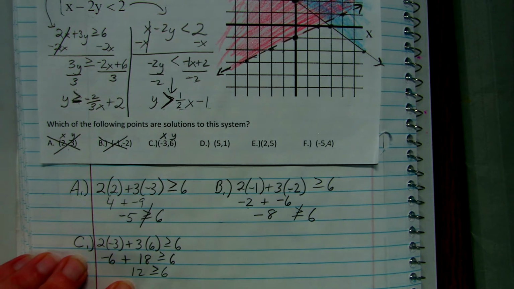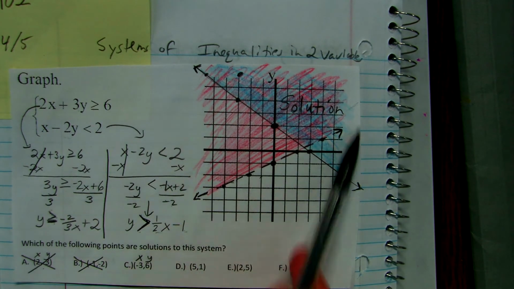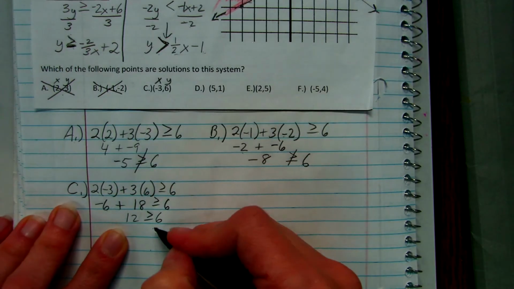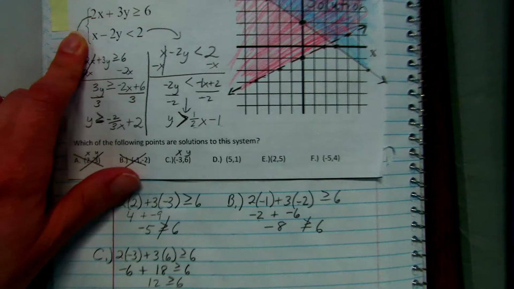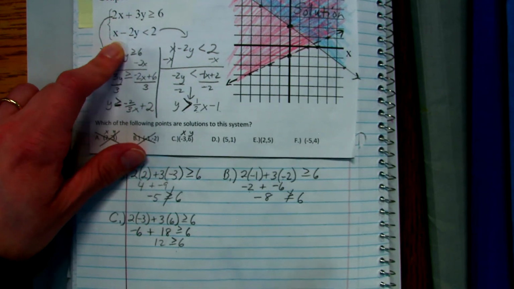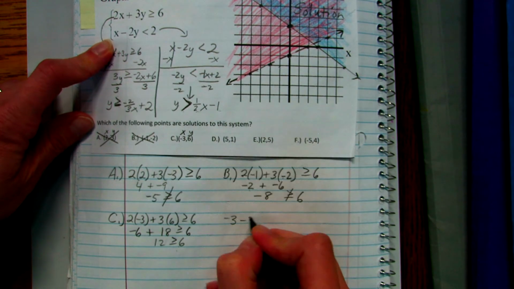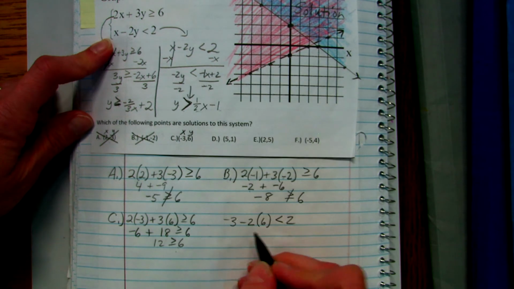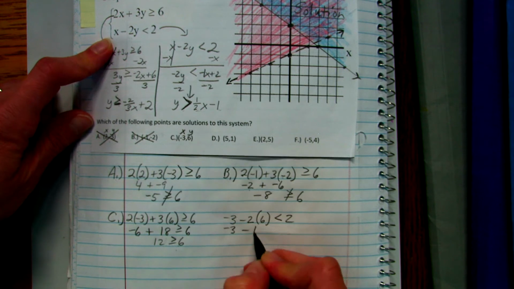If it works in the first inequality, it's just like systems of equations. What that means is it works with the first one we graphed. That means it's in the blue, the first solution region. But it may or may not be in the second one. So we have to test by putting it into the second inequality right here, the x minus 2y. Let me zoom out so you can see a little bit more. x minus 2y is less than 2. So x is negative 3, minus 2y is 2 times 6, and we're going to see if that's less than 2. So we're going to do 2 times 6 first. So that gives us minus 12 there.